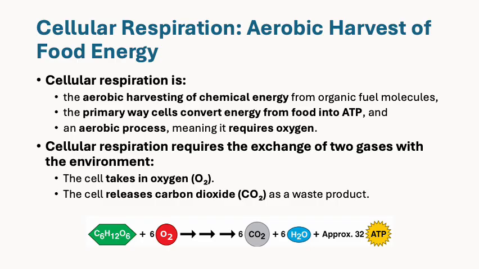Because it depends on oxygen, cellular respiration requires a constant exchange of gases with the environment. Cells take in oxygen, which is essential for the final step of energy production. At the same time, they release carbon dioxide as a waste product. That carbon dioxide must be moved out of the organism. This continuous exchange of oxygen in and carbon dioxide out is what keeps the entire process running efficiently.